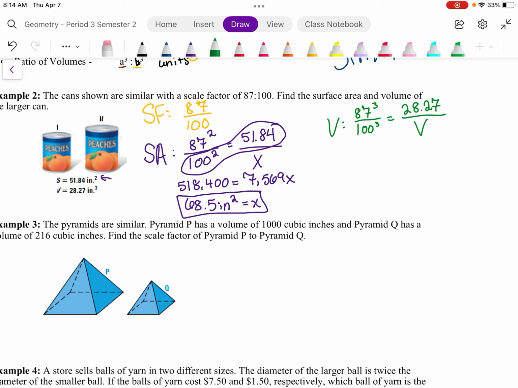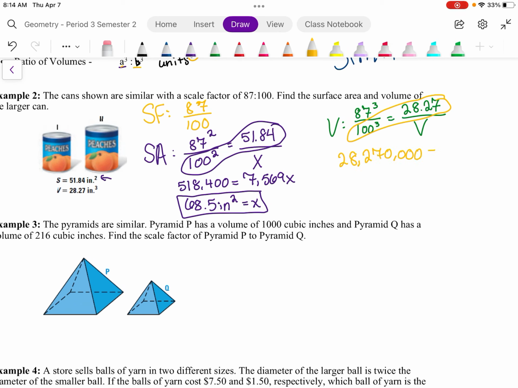If you want to try this one on your own and then hit play, you can do that. If you want to just follow along, you can do that as well. So we're going to take 10 cubed times 28.27. And again, these are going to be big numbers. So that's going to give us 28,270,000 equal to, and then when we take 87 cubed, that will give us 658,503. And that's being multiplied by V.